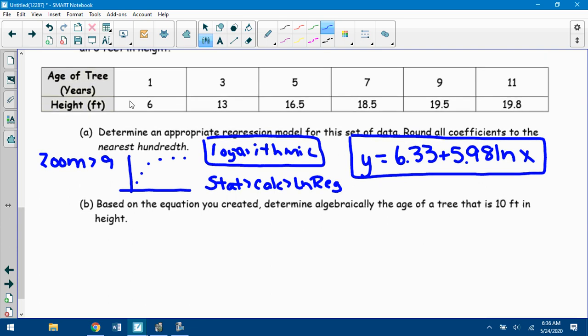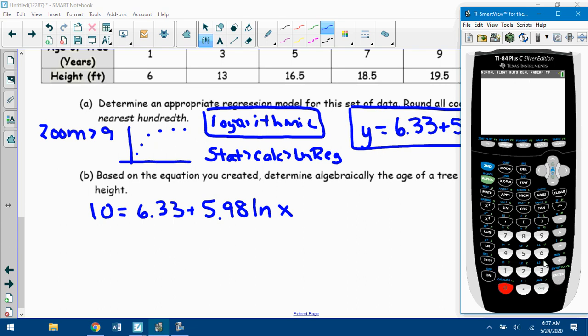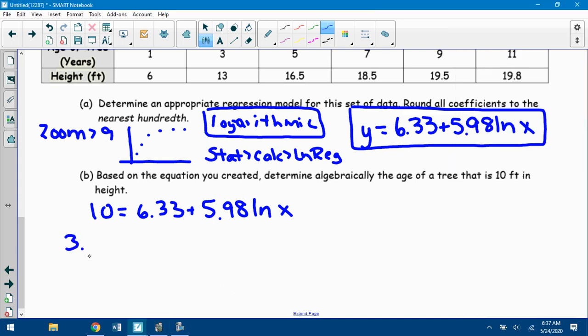And based on the equation you created, determine algebraically the age of a tree that's 10 feet in height. So if the height is 10, that's an L2 value. Is that x or y? That's y. So 10 equals 6.33 plus 5.98 ln of x. And we got to solve for x. So what would you do first? Subtract 6.33. So I'm going to do 10 minus 6.33, and I get 3.67. So 3.67 equals 5.98 ln of x. Then what? Yeah, divide by 5.98.